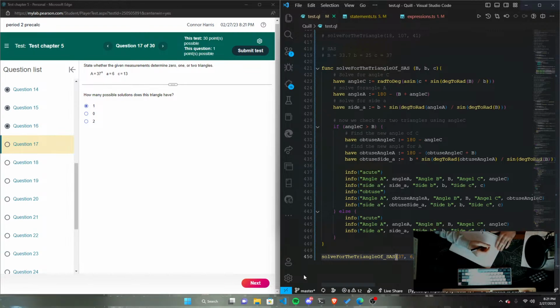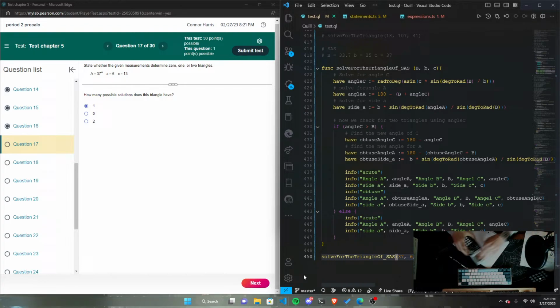Could we solve for B? No, because we don't have the angle of B. So we do need to solve for sine of C first, which is 13. And we get C is equal to the inverse sine of 13 times sine of 37 divided by 6.